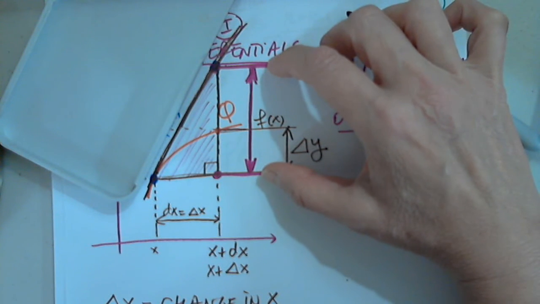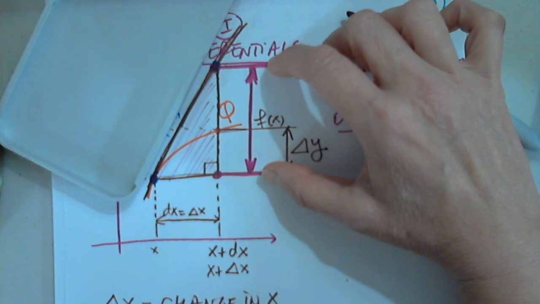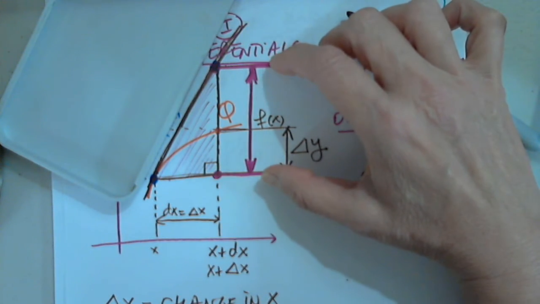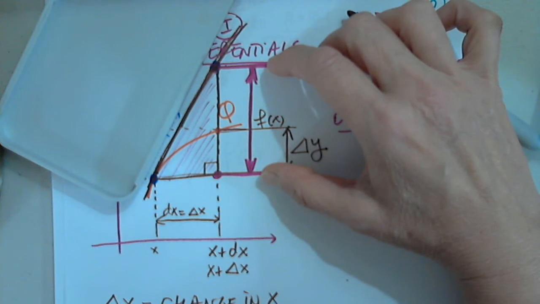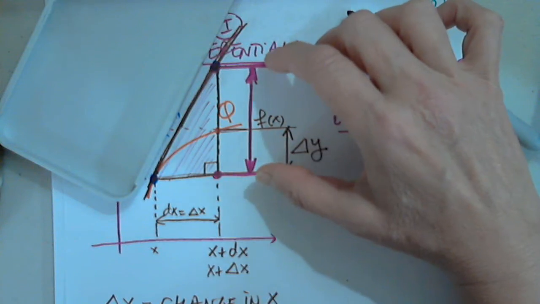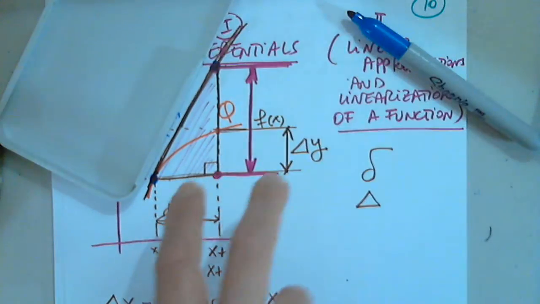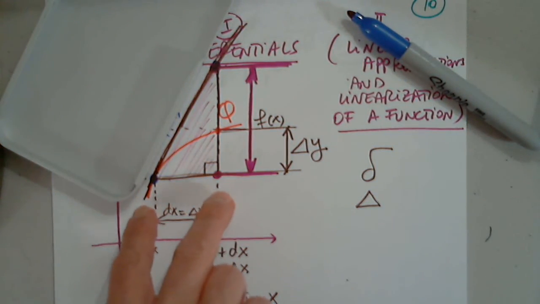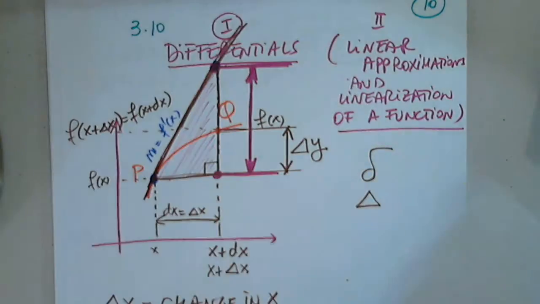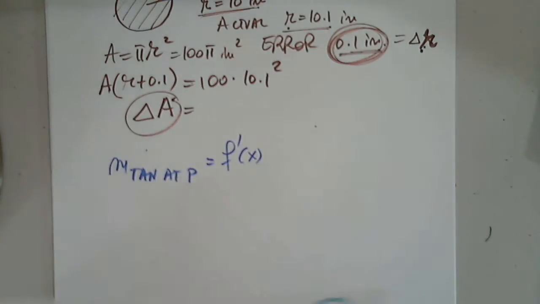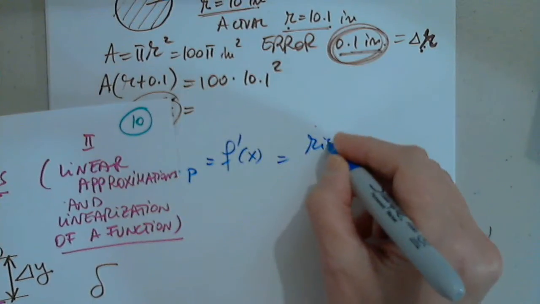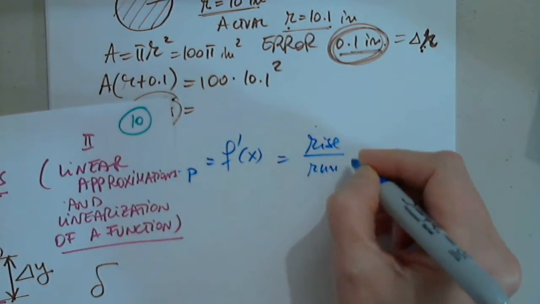Y minus 1, x minus 1. So you said the slope between 2 points, the difference from the 2 points. Yes. So how do I determine that? Rise over run. Very good. So this is also rise over run.